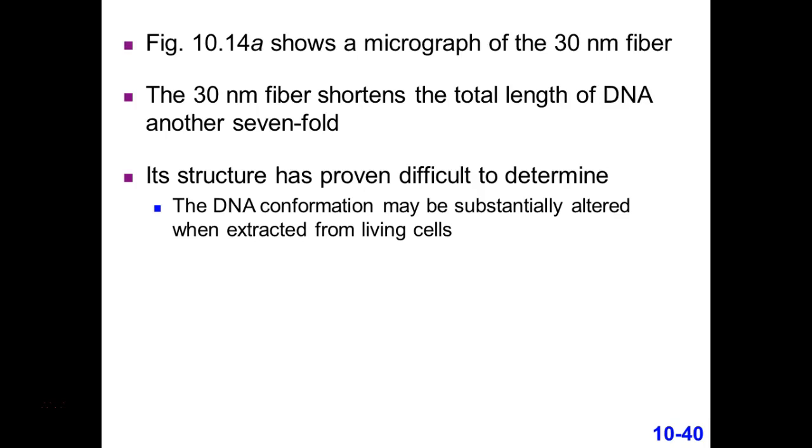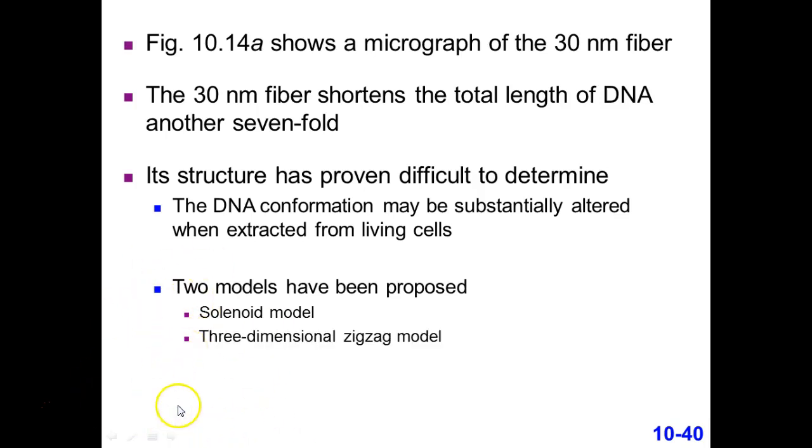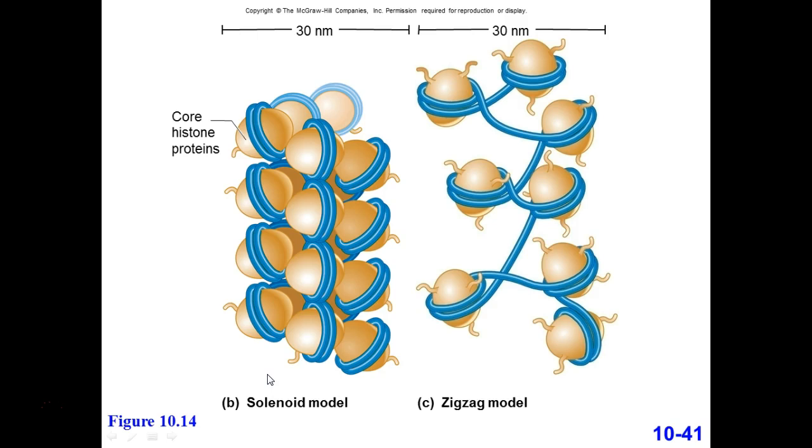So actually discerning this structure has been difficult, right? Because when you take stuff out of cells, there's no way you can maintain how it was, or that exact environment when you extract it. So, there's still theories out there about exactly what the 30 nanometer fiber looks like. There's the solenoid model, and there's the 3-dimensional zigzag model. So this is the solenoid model, and this is the zigzag model where they're kind of going back and forth.